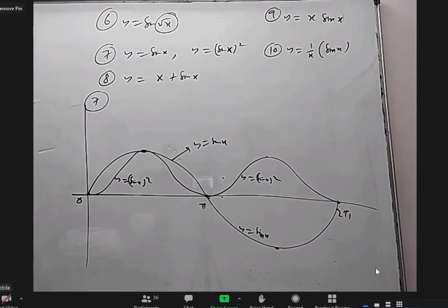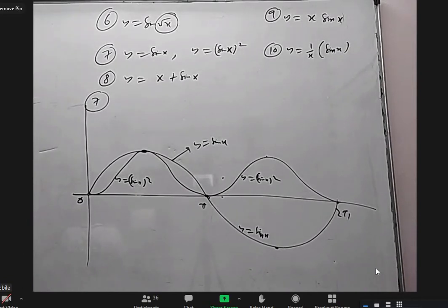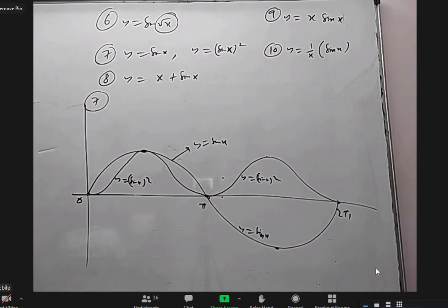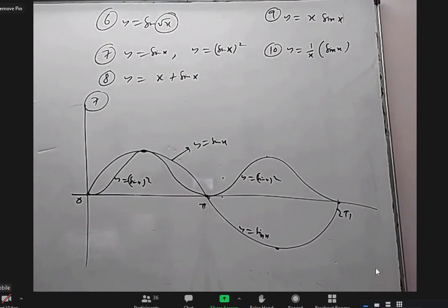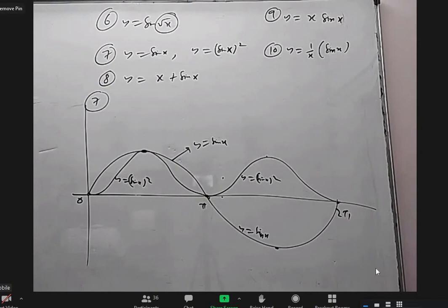Here in the 8th question, x is the angle, sir. Y equal to x plus sin x, x is an angle in radians. Okay, sir. We don't have to say angle. X in sin x means x is in radians. You can talk about sin 2, sin 100, sin 1000. You can talk about sin of any real number, right? Yes, sir.